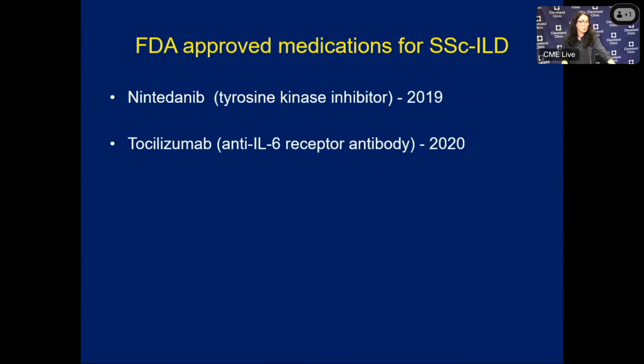There are 2 FDA-approved medications for systemic sclerosis-associated interstitial lung disease, but sometimes in addition to these 2, the ones listed here, nintedanib and tocilizumab, cyclophosphamide and rituximab are also other options for the treatment of ILD in these patients.